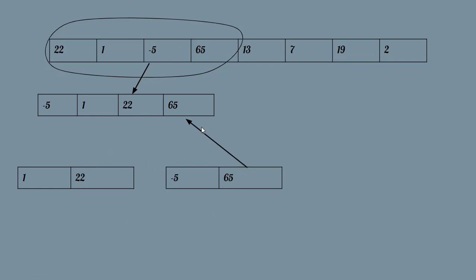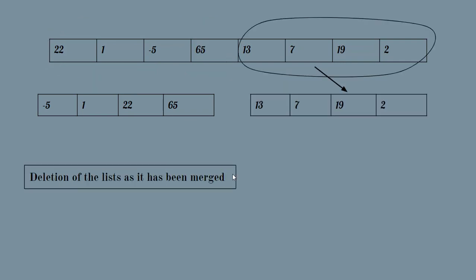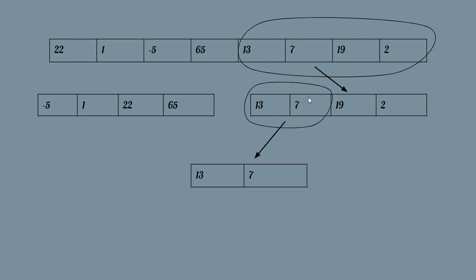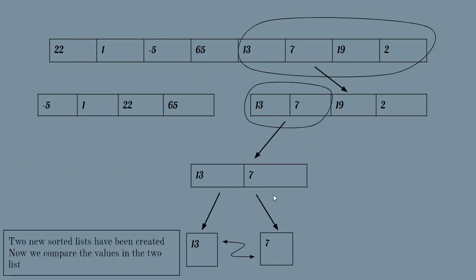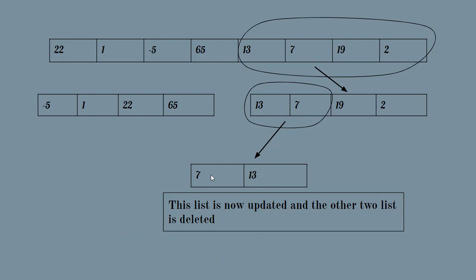Then 65 just goes without it having to be compared with anything else. Now we look at the right side of the initial list we started with, and then we look at its left bit, like we previously did. And as you can see, we compare 13 and 7, and then we get 7 and 13 as a sorted list, and the other two lists are deleted.